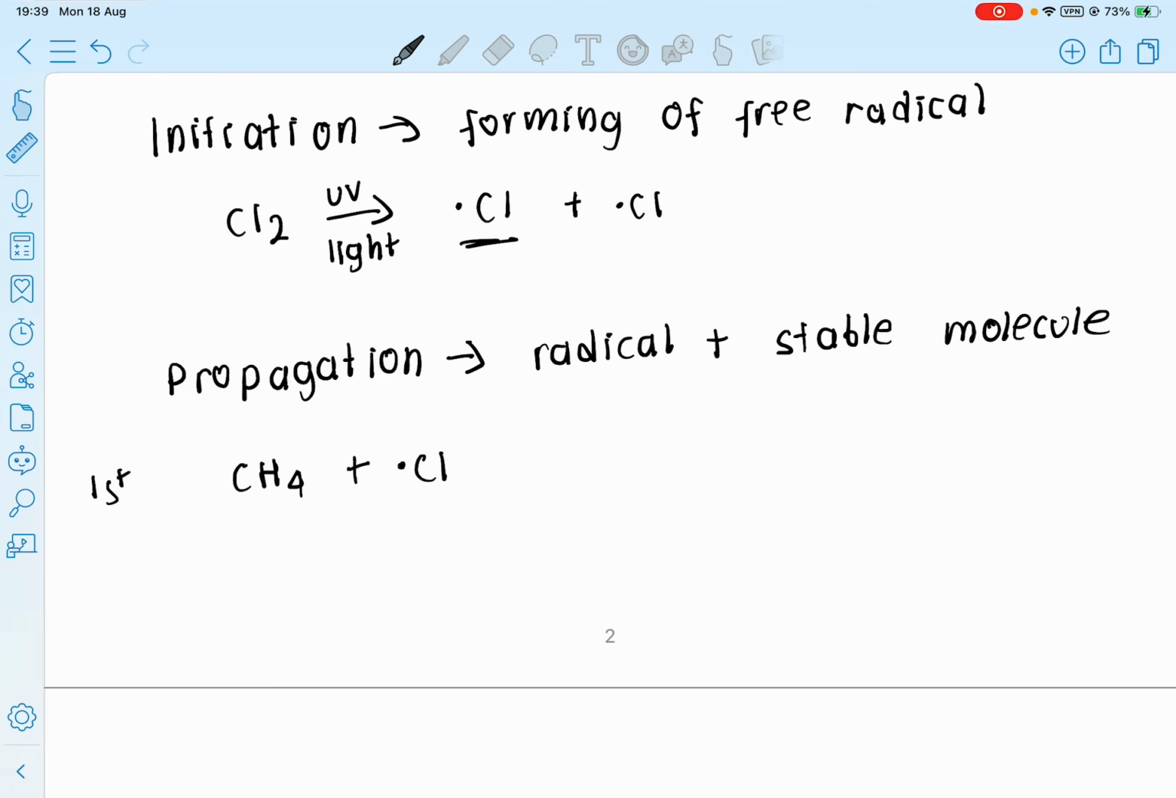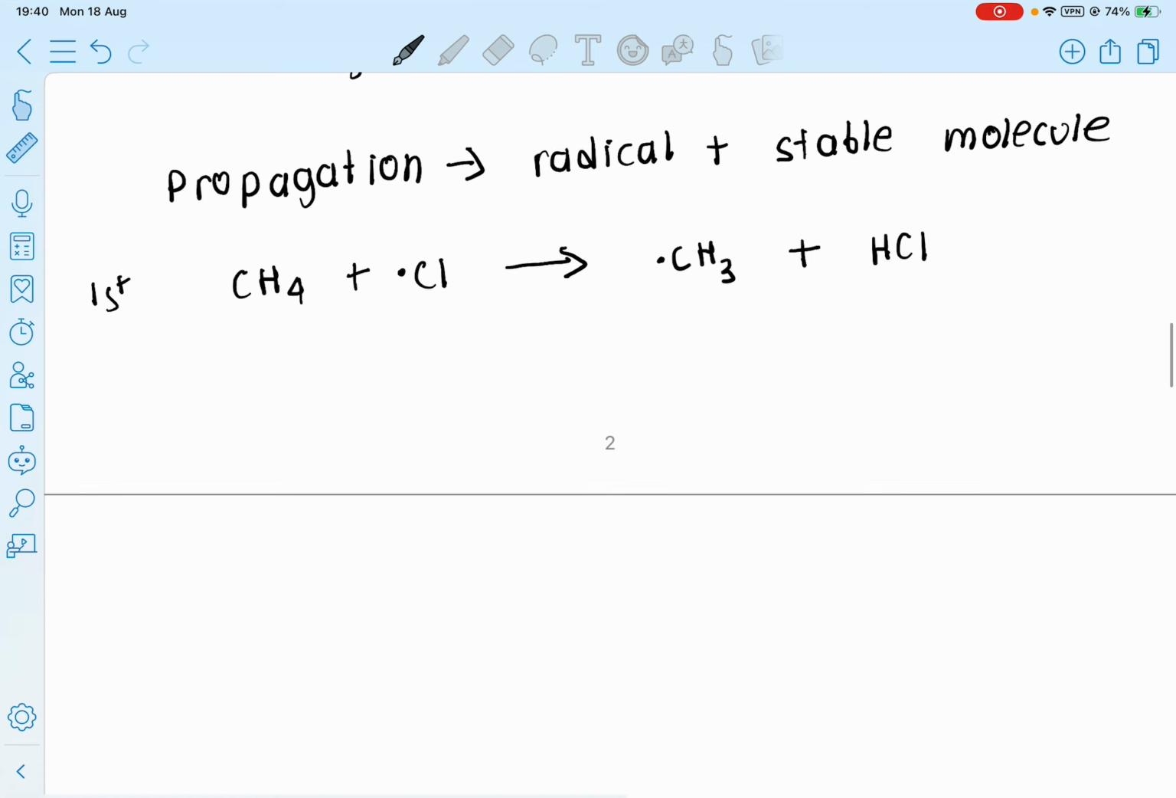Now, this chlorine is eager to become stable, so it will take one of the hydrogens from the methane, which will leave methane with one less hydrogen. That means it'll become CH3, or a methyl radical. Now, Cl, now that it has the hydrogen, becomes HCl. Now, as I said, there's usually more than one propagation.